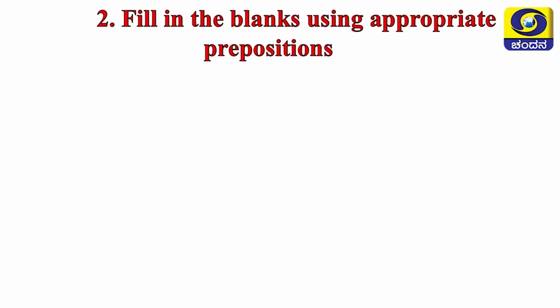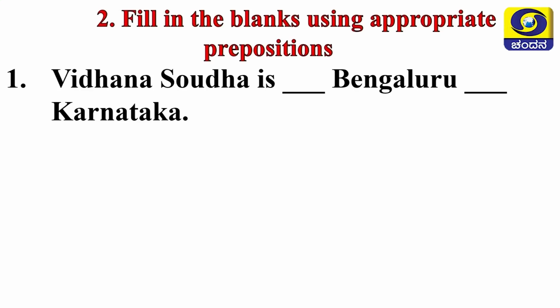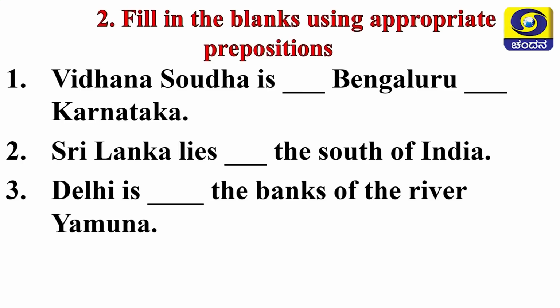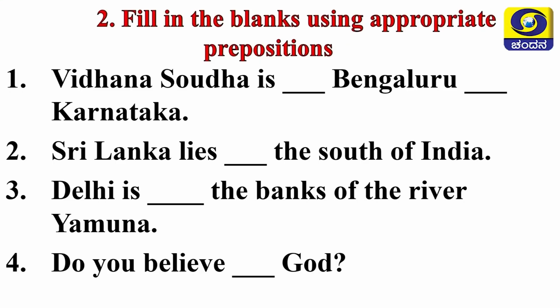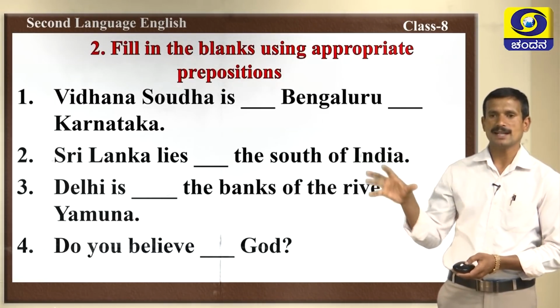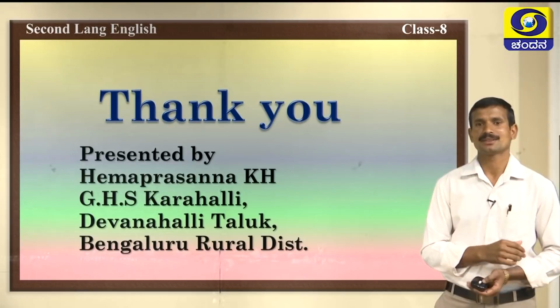Okay. Fill in the blanks using appropriate prepositions. Here you should use prepositions, children. Look. First one, Vidhana Soudha is dash Bengaluru dash Karnataka. Next one, Sri Lanka lies dash the south of India. Next, Delhi is dash the banks of the river Yamuna. The last one, do you believe dash God? We should use appropriate prepositions here. Thank you very much.